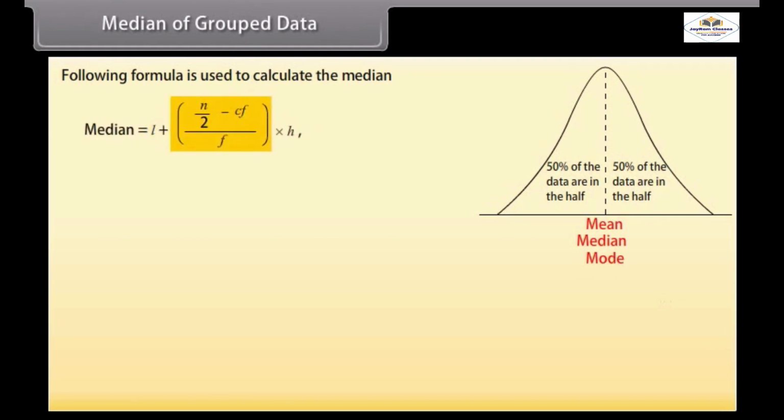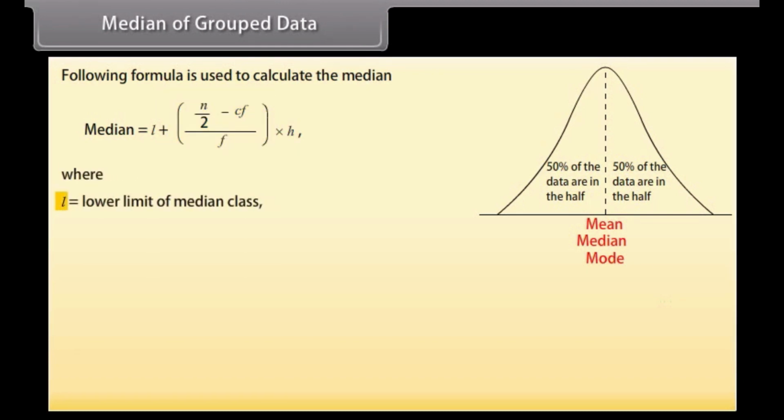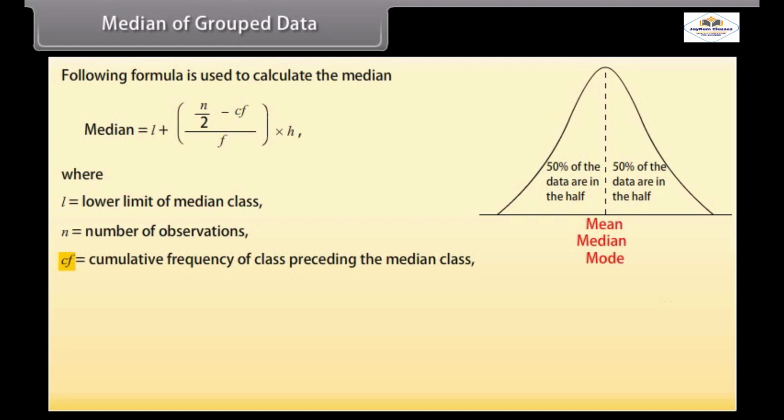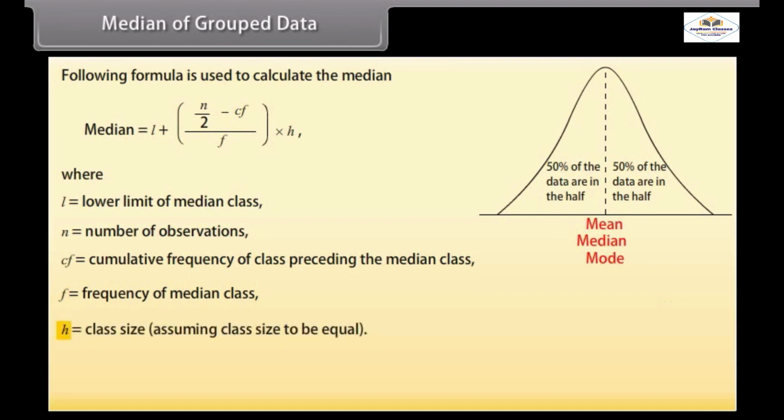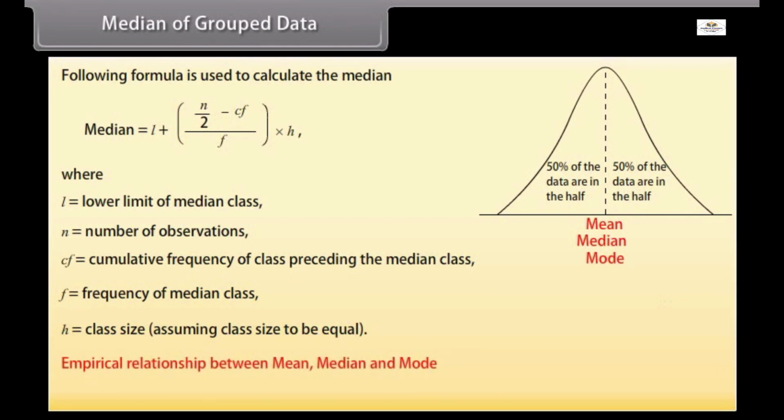Median equals L plus ((n by 2 minus CF) divided by F) multiplied by H, where L is equal to lower limit of median class, n equals number of observations, CF equals cumulative frequency of class preceding the median class, F equals frequency of median class, H equals class size, assuming class size to be equal. Empirical relationship between mean, median and mode: 3 median is equal to mode plus 2 mean.